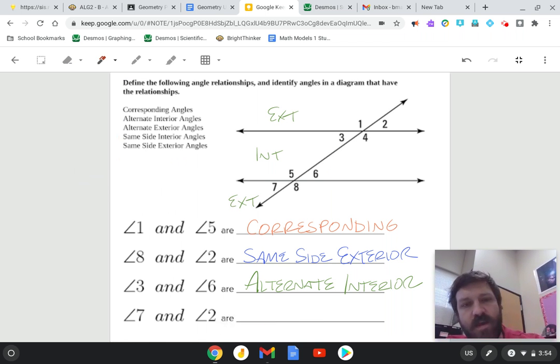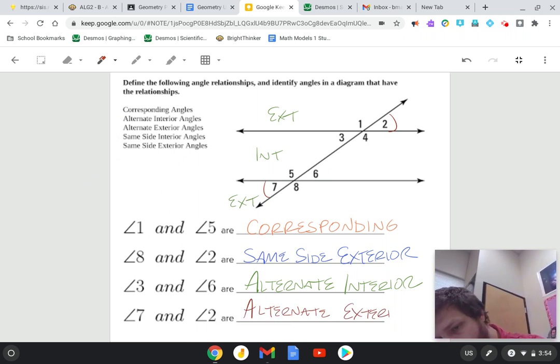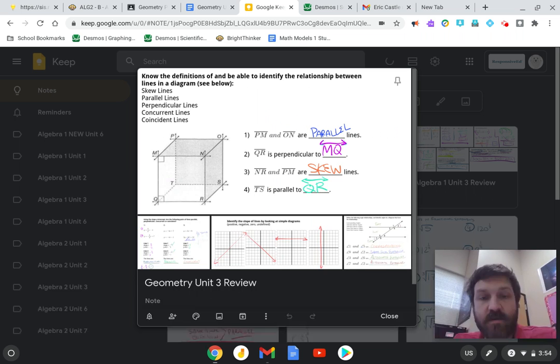Lastly, 7 and 2. Those are alternate exterior. And that's it. So that's the material from the test. So what you see here and what you'll see on the review thing that I'll release is what you see here. So just know the definitions are a key component.